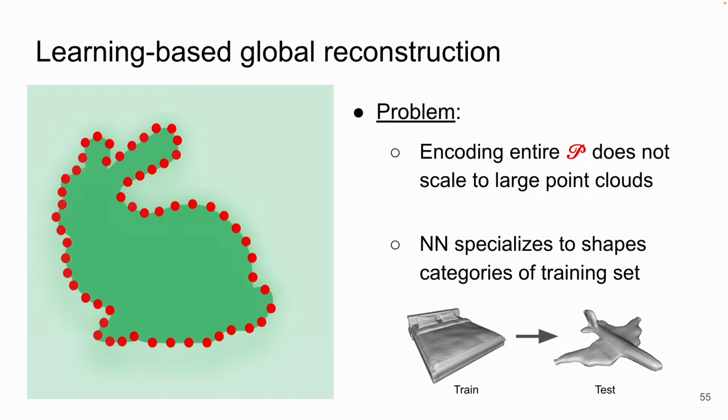So I remind you of the experiment that I showed in the beginning, where we trained on the simple ModelNet shapes and tested on ShapeNet. And we saw that even more complex architectures than the one that I've just shown still overfit to the training shapes.